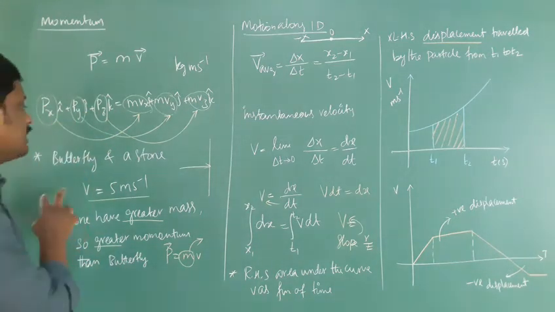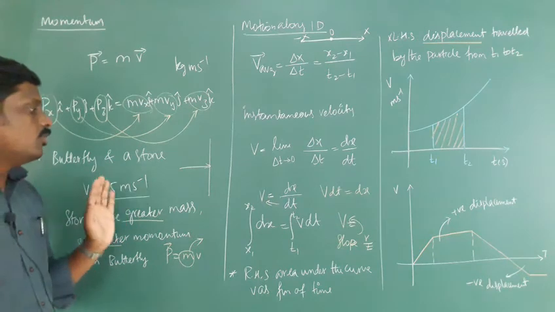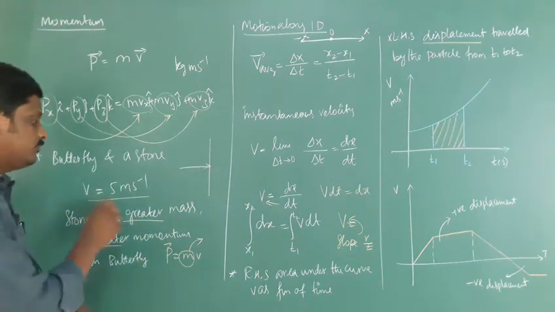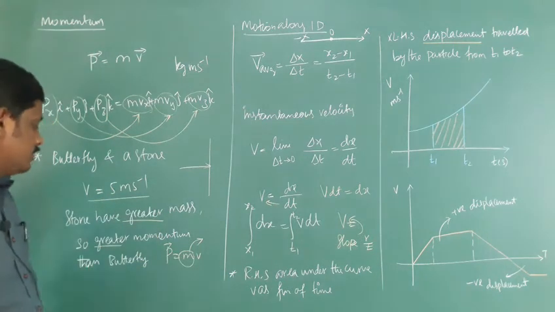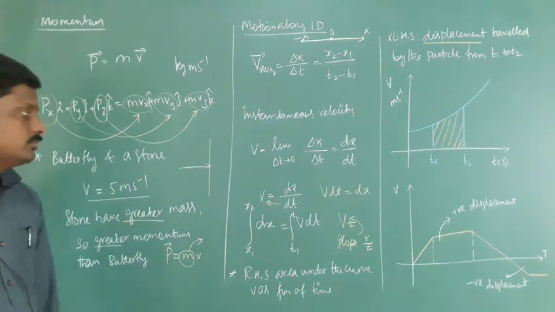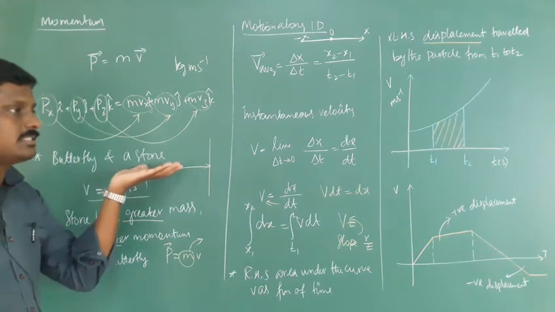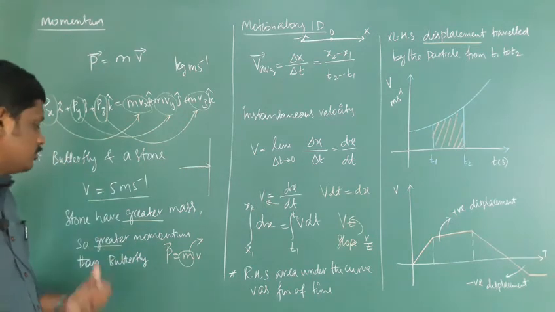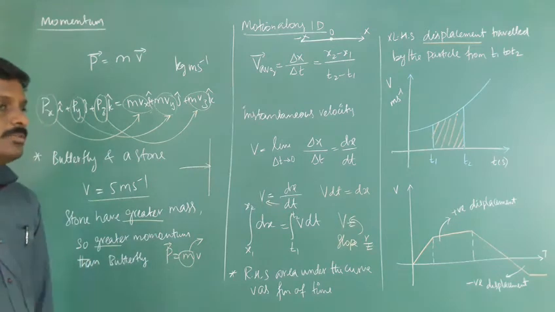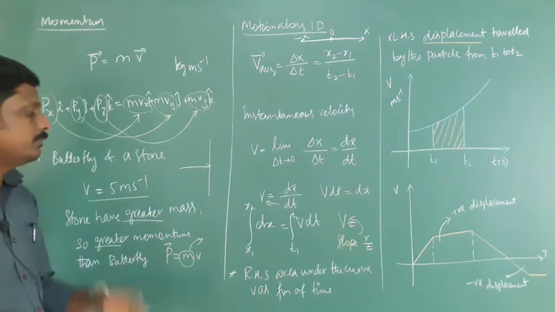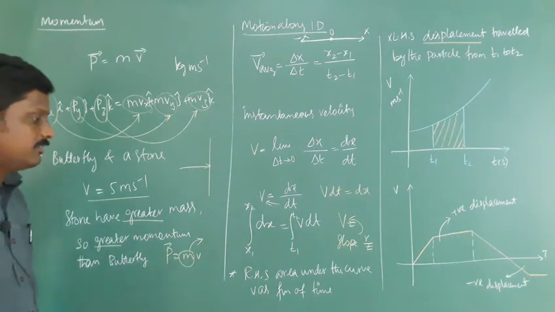For example, a butterfly and a stone both come in the same direction with a velocity of 5 meter per second. What is the impact? The stone hits more than the butterfly because the stone has a mass greater than the butterfly. So the stone has a greater momentum also. The mass plays an important role in the momentum because momentum P is equal to mass into velocity.